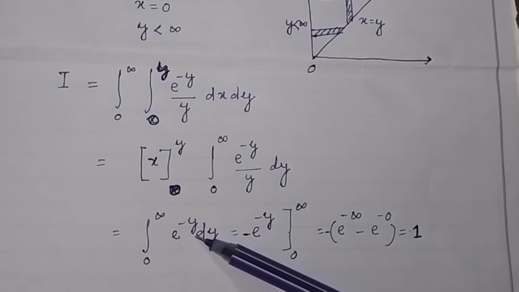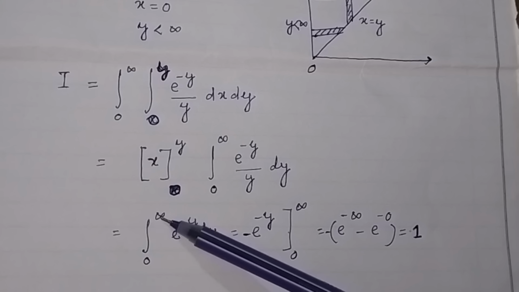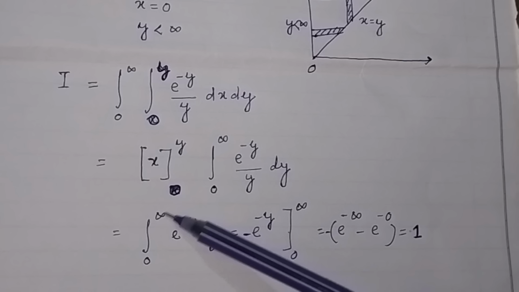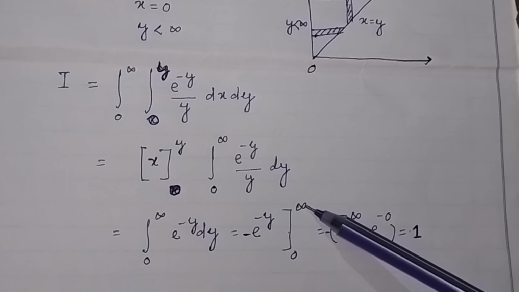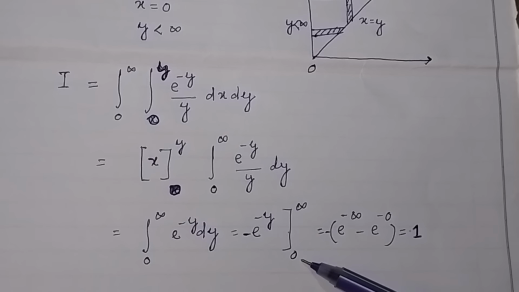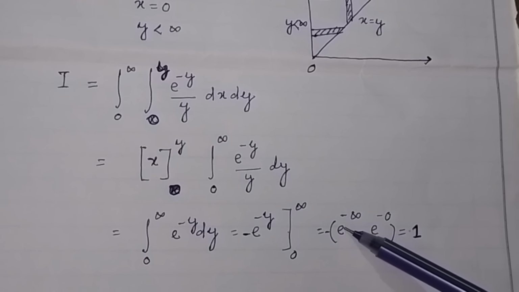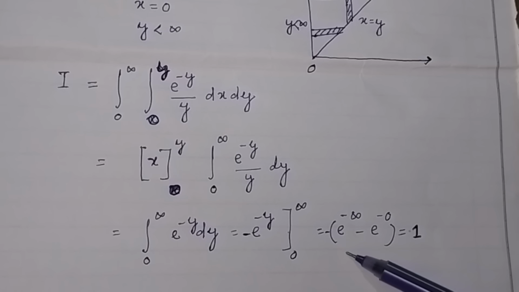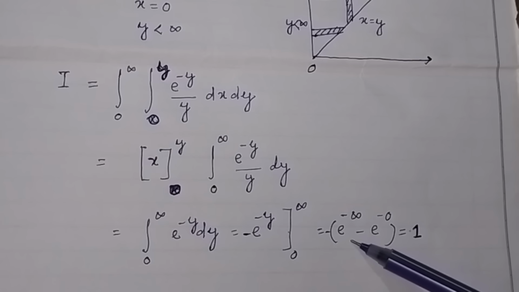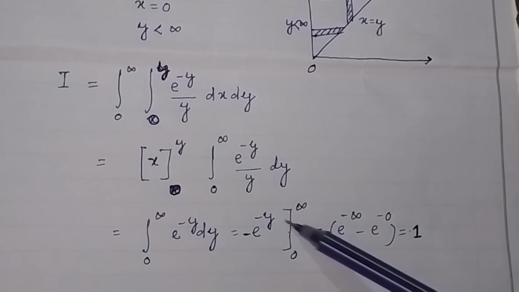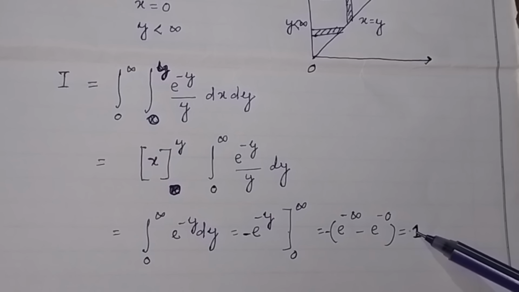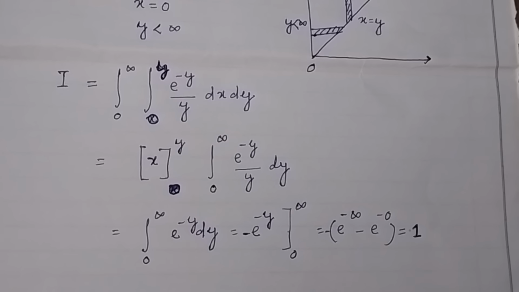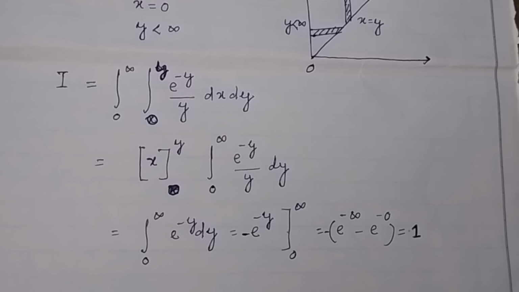So the integration of e to the power minus y dy, with limits from 0 to infinity, and the integration of e to the power minus y dy is minus e to the power minus y. The upper limit is infinity, the lower limit is 0. If you put the upper limit, e to the power minus infinity is 1 divided by e to the infinity, so 1 divided by infinity equal to 0. So the first term will be 0 and the second term will be minus e to the power 0, and e to the power 0 is 1, minus and minus gives plus. So the answer will be equal to 1. In this way you can find the value of the double integration by changing the order of integration.